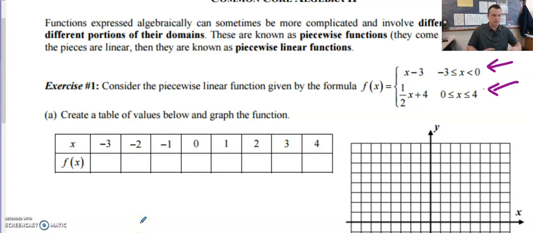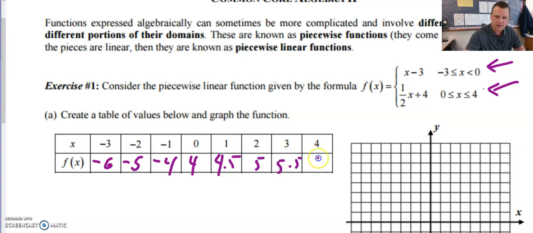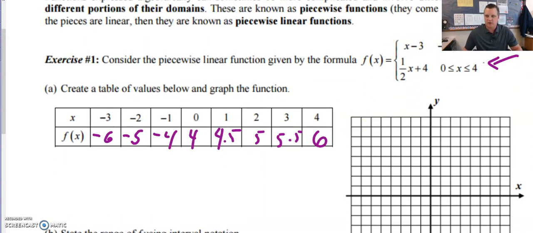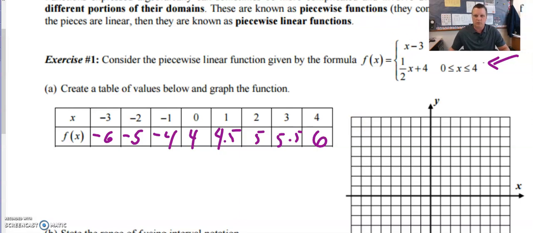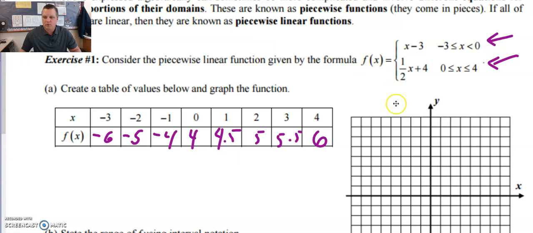So when you fill this in, we have values of -6, -5, -4, 4, 4.5, 5, 5.5, and 6. Okay, now the key thing you need to look at when you're doing these piecewise functions is where there is a break or a new graph. So it's going to start and go from -3 to 4. So 1, 2, 3. So it goes from -3 to 1, 2, 3, 4.